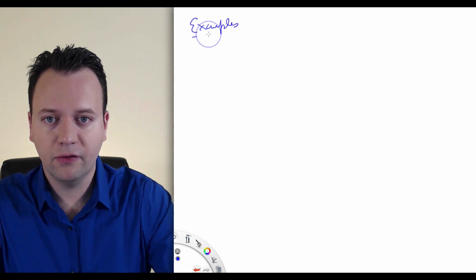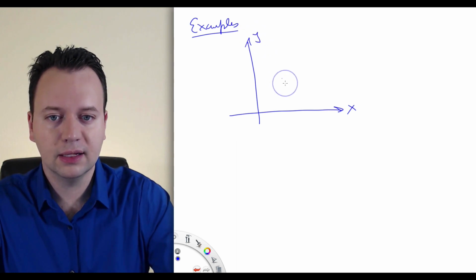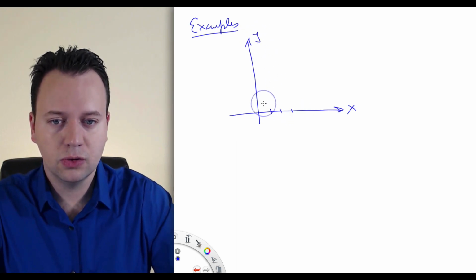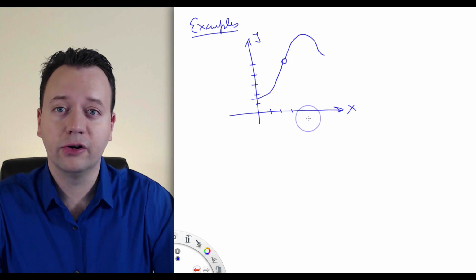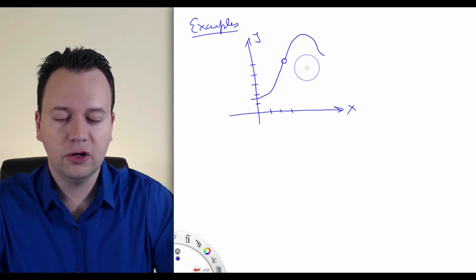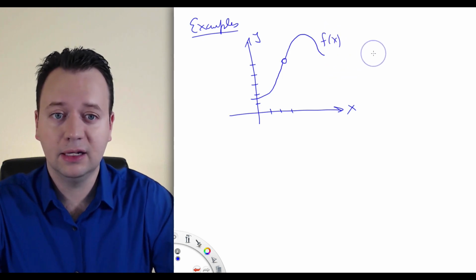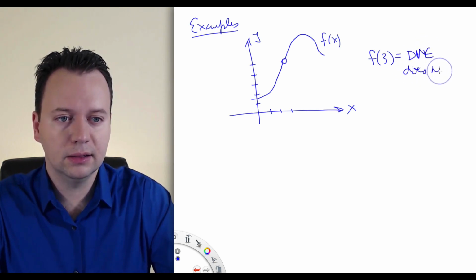And let's just look at a few graphs first. So suppose we have a function that looks like this. And at the point (3, 5), we have a hole in the function. Now, the function is not defined at x equal to 3. So f of 3 does not exist.